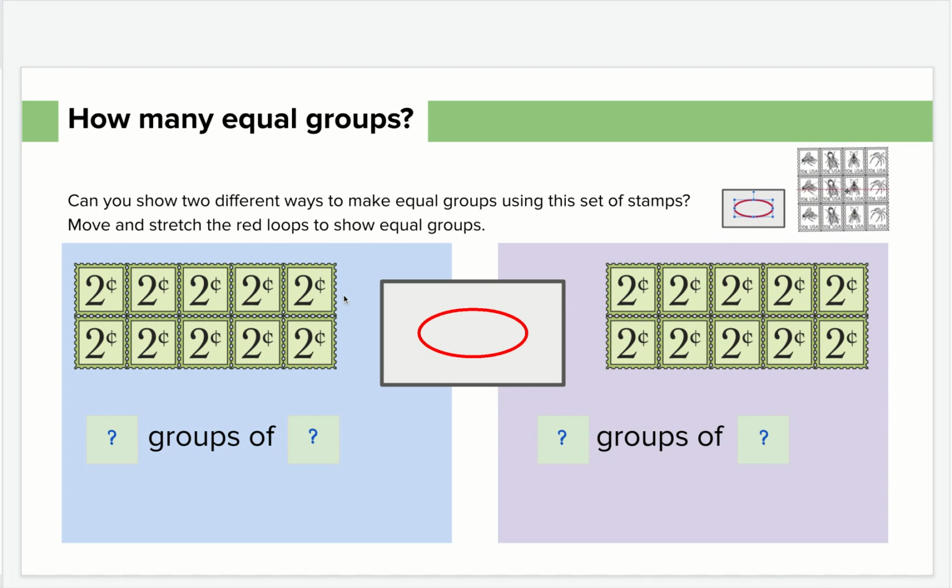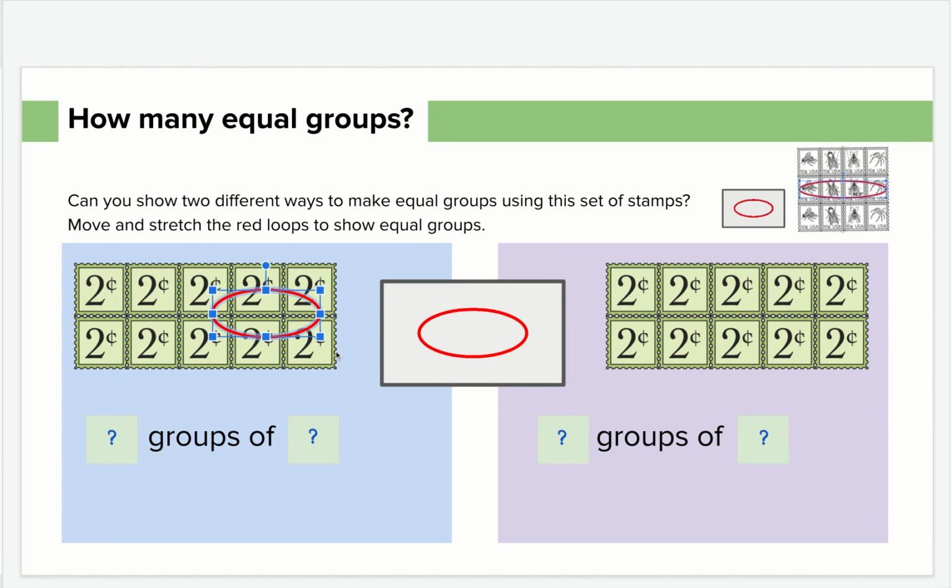You're going to be thinking about equal groups. So it says, can you show 2 different ways to make equal groups using this set of stamps? Move and stretch the red loops to show equal groups. So what you do is you take the little red loop and you can move it over here.